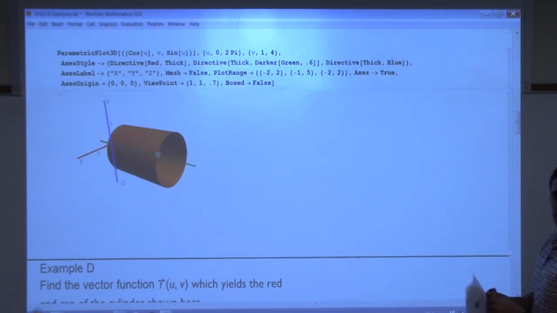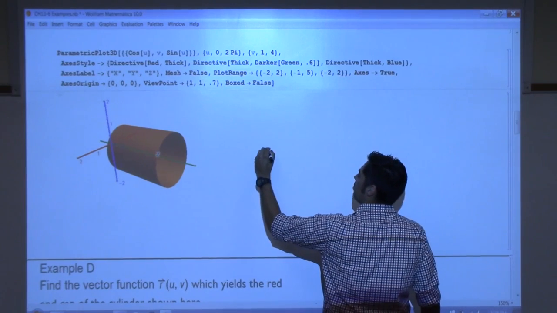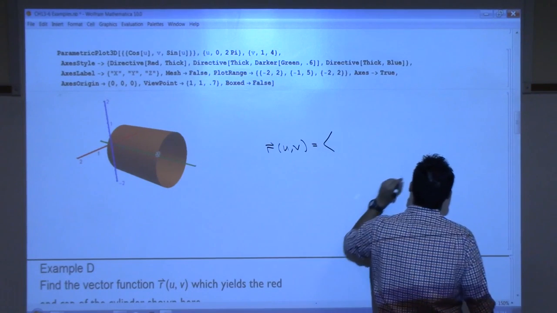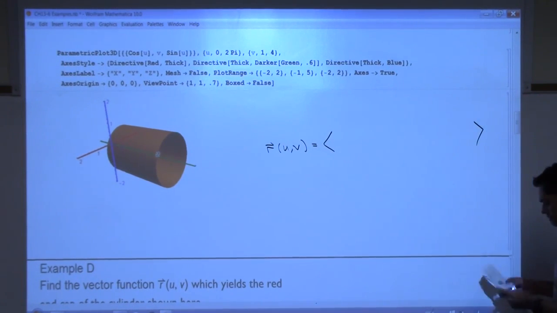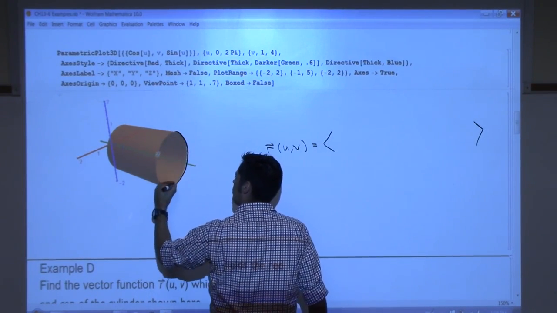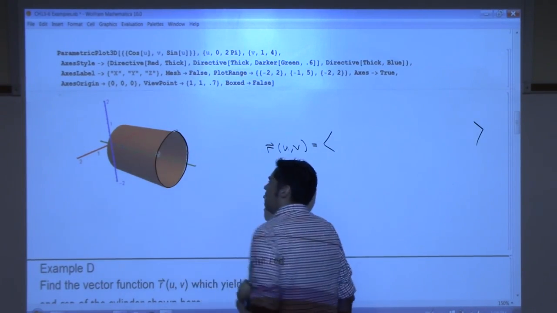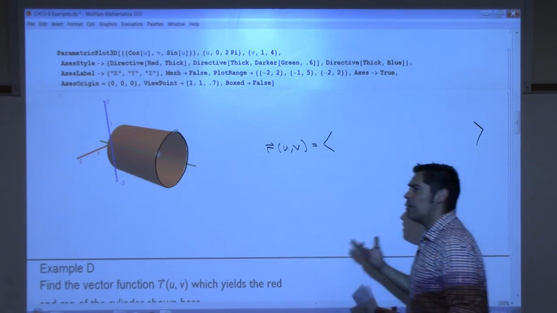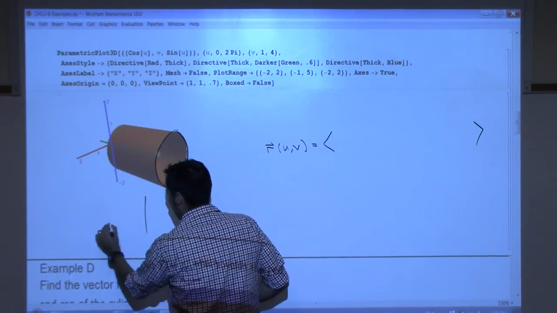So any ideas? I need it to be r of uv, right? I need 3 components. Okay, so you have a bunch of circles, don't you? And so you could just start by trying to draw just one circle, like this outer edge. If I try and draw that outer edge, that is a circle in which plane? Parallel to which plane? The xz plane, right?